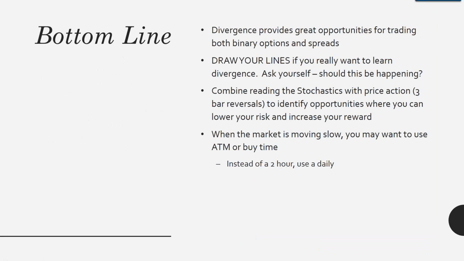If you like to do at the money, then if the market is moving slow, always try to get at the money, because you do have a slower moving market. It may not be able to move the strike width if you're doing out of the money because it's just really slow. A great example is I normally trade a 2-hour out of the money binary. Well, with the market moving as slow as it is, I'm switching over and I'm using the dailies.